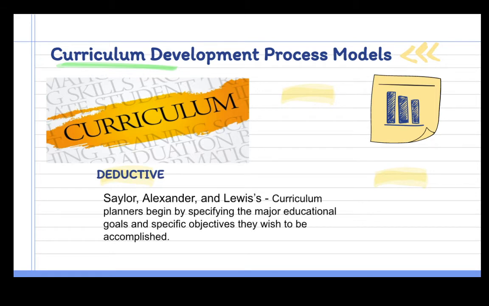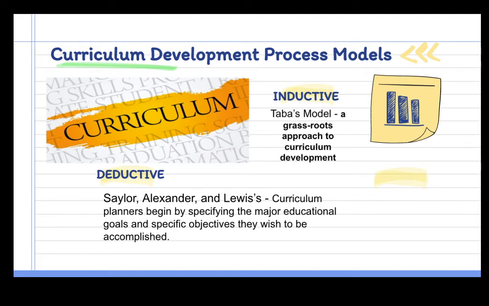We have curriculum development process models. First, we have the deductive by Saylor, Alexander, and Lewis. Curriculum planners begin by specifying the major educational goals and specific objectives they wish to be accomplished. For the inductive, Taba's model, a grassroots approach to curriculum development, and Tyler's is the nature and structure of knowledge.